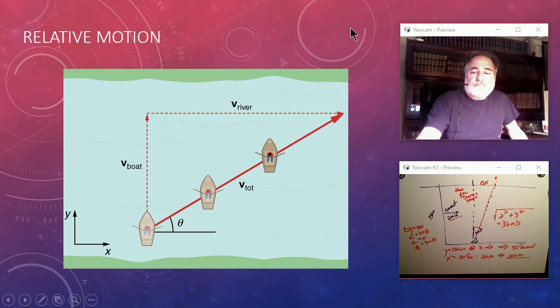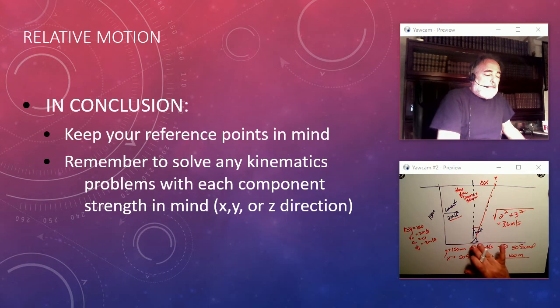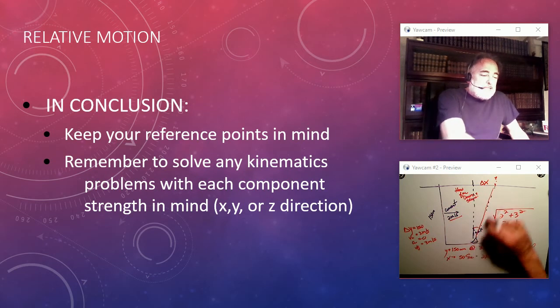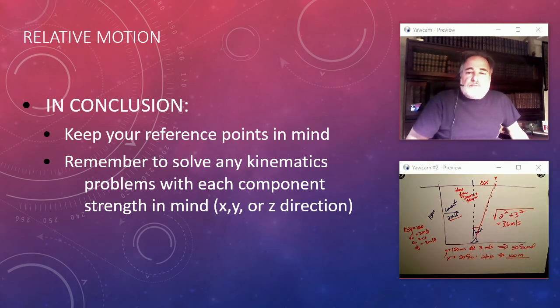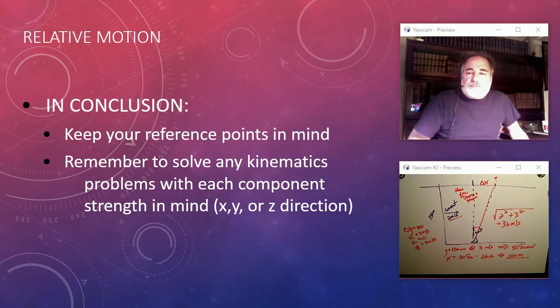So, in conclusion, keep your reference points in mind. What are they asking? From what reference point to what other reference point are we looking at? According to me on the shore, I see this going at 3.6 meters per second. But of course, the boat only sees and only knows of its 3 meters per second in the north direction. Remember, you can solve many of these problems using kinematics with each component strength in mind.